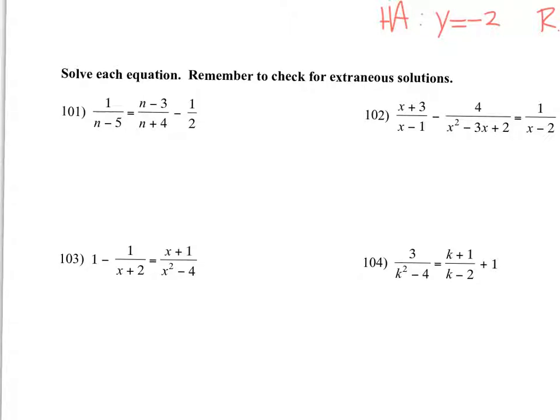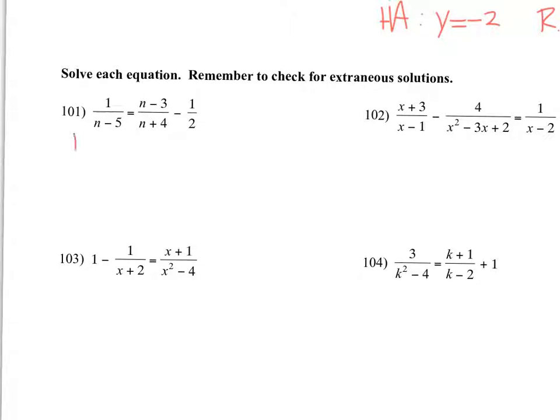For number 101, we're on to solving some rational equations. These are ones that you will have one of. You've got to do some factoring. You've got to get some common denominators. And these were not our favorite things that we did this year.